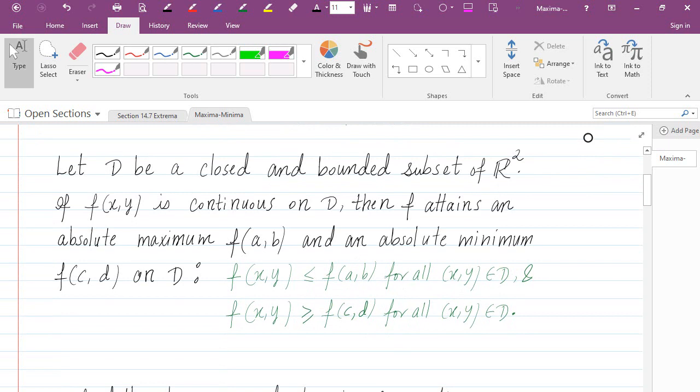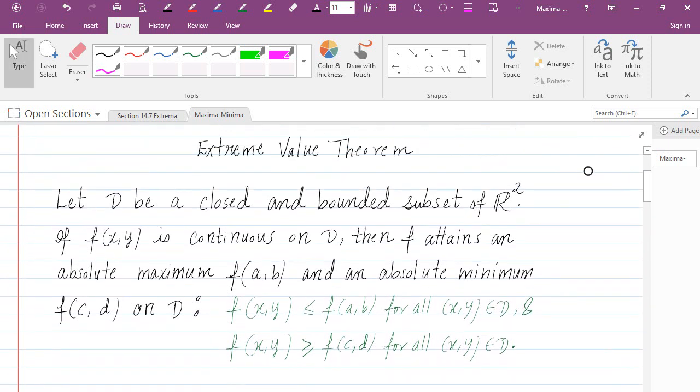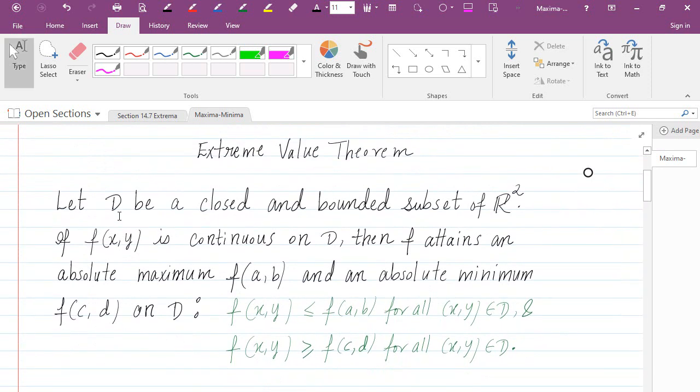So basically we are saying that if the function f is continuous on a closed and bounded subset D of R2, then there is a point AB in D and a point CD in D such that f of AB is the largest value of f on D and f of CD is the least value of f in D. Okay, so this is just saying that on such a domain f will always attain extrema.